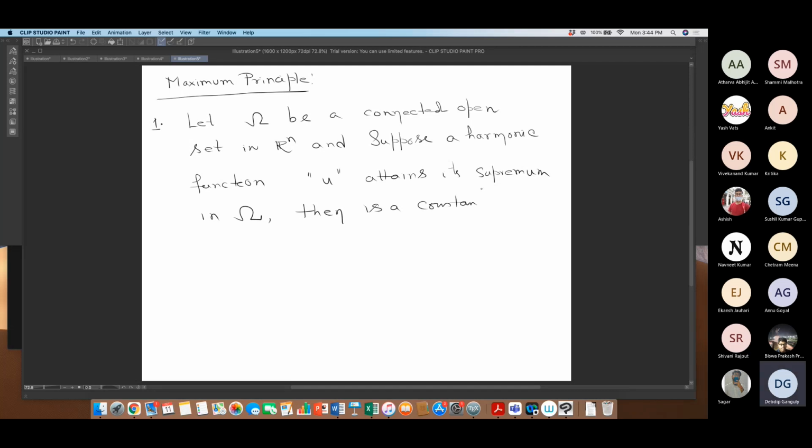Since omega is an open connected set, this first statement says that if u is a harmonic function and it attains its supremum in omega, that means at an interior point of omega, of course all the points are interior points for omega, then u has to be a constant function. And the second, as you said, let omega be a bounded open set in Rn. This is important.